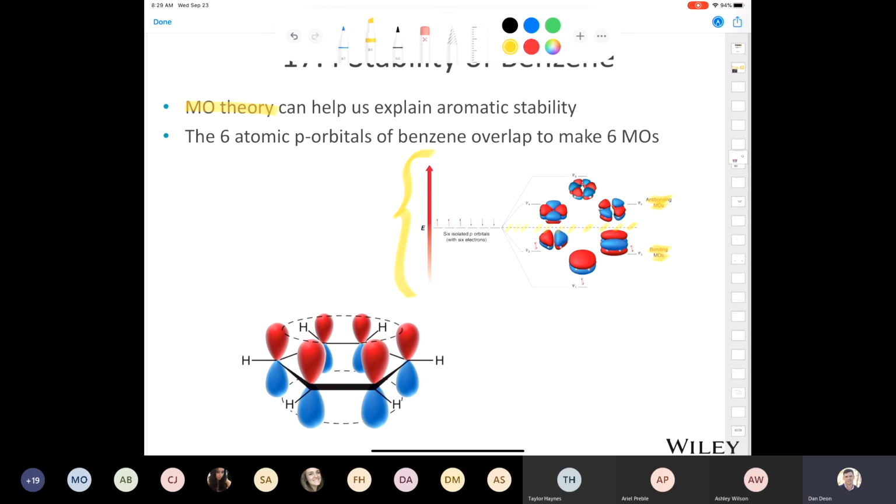Using the Aufbau principle and Hund's rule, we start filling in the electrons, because each p orbital has one electron: 1, 2, 3, 4, 5, 6. We have those six electrons, and we start pairing them up in the bonding molecular orbitals. Since all of the electrons are paired up in bonding molecular orbitals, we call that a closed shell configuration.